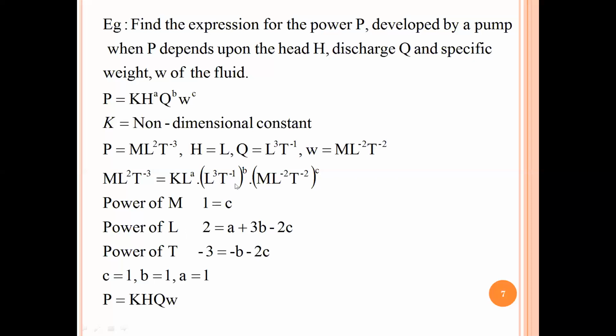So solving these three equations, I'll be getting C is equal to 1, B is equal to 1, and A is equal to 1. Substituting that here, power is equal to K, a constant, H to the power 1, Q to the power 1, W to the power 1. And I get the simple expression P is equal to K H Q W. Suppose, imagine the value of A is 2. So what will happen? A here is your H, so K H square Q W. Here it is 1, so it looks like a simple equation, but your values of A, B, C can change. So this is your Rayleigh's method.